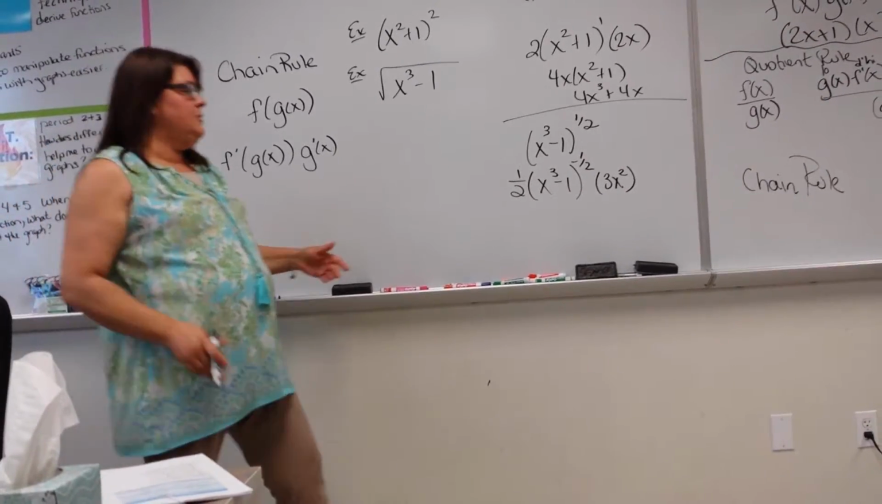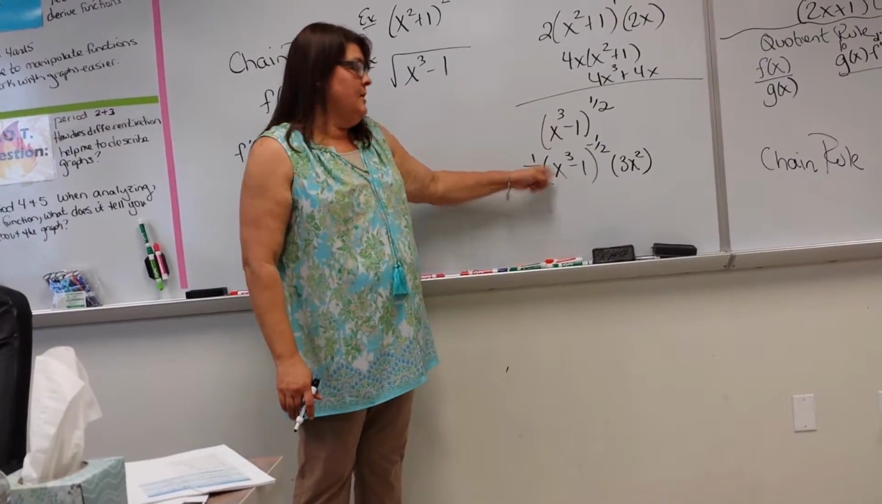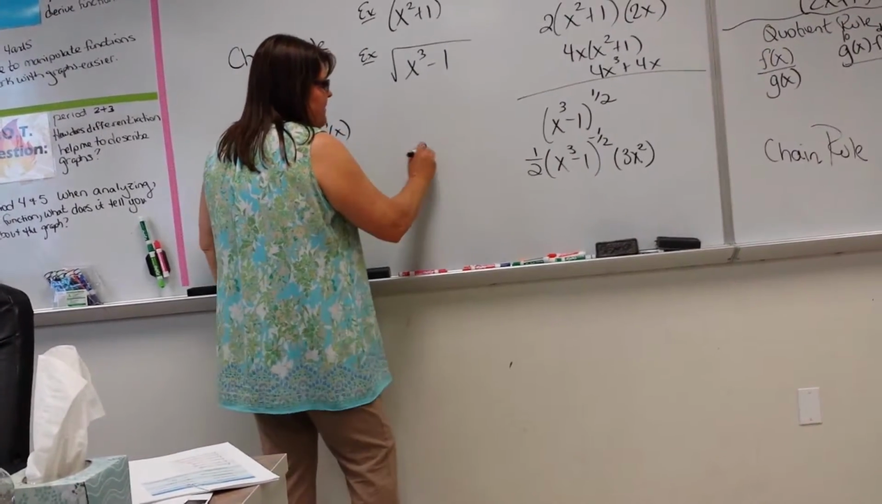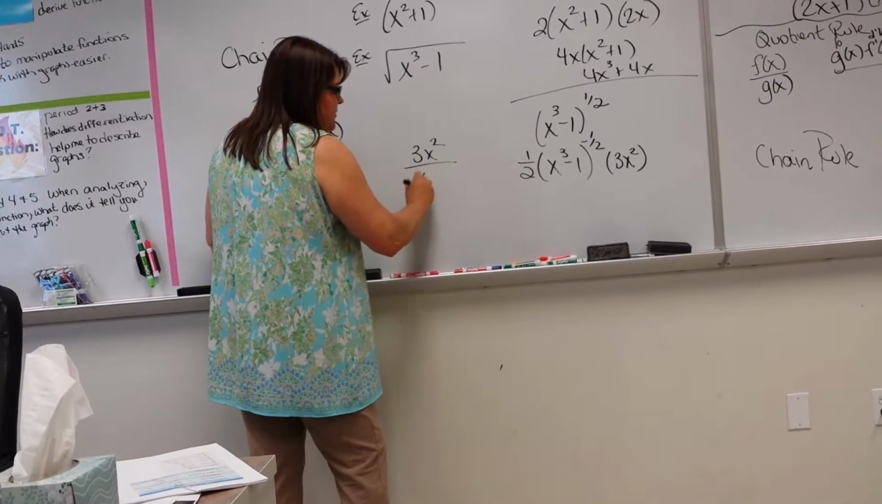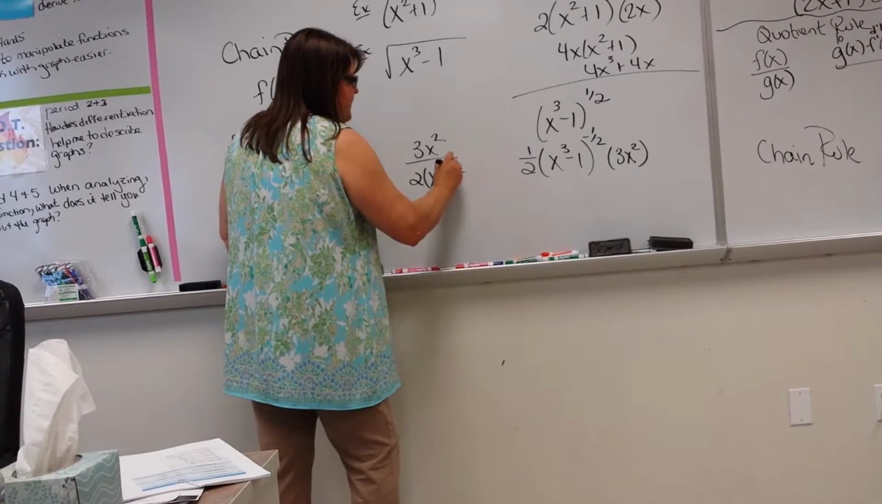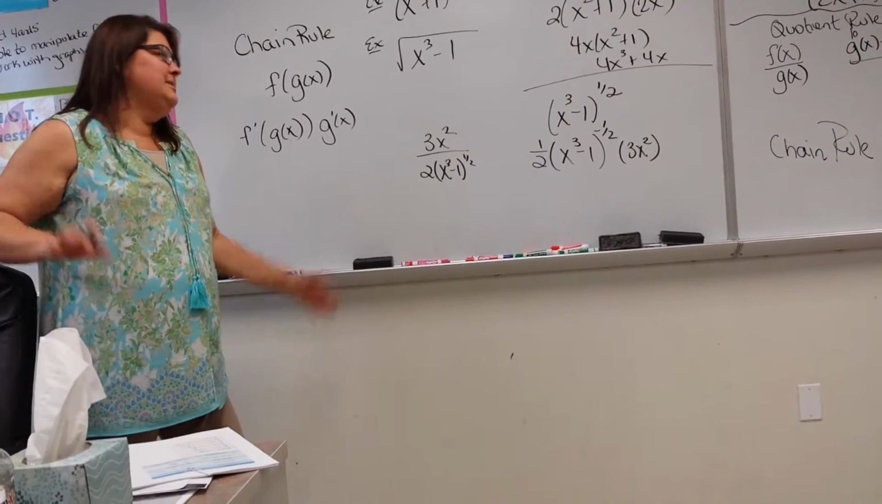The thing that you could do is this could flip to the bottom and pair up with the 2, while this stays on top. If you wanted to clean it up a little bit, it'd be like 3x squared over 2 times x cubed minus 1 to the 1/2, or square root, however you choose to write it. Which is gross, but that's okay.